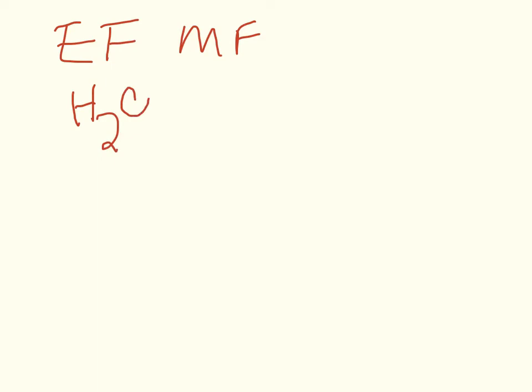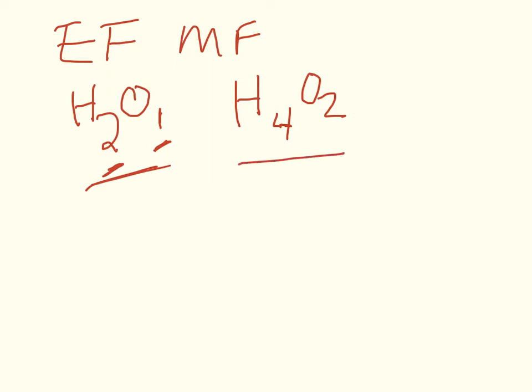Now we're going to talk about empirical formulas, which I call EFs, and molecular formulas. So if we were to have water, which is H2O, that is as simple as it can get, as reduced as possible, a 2 and a 1. Perhaps you could have a molecular formula, which is really quite strange. If you multiplied it by 2, you could have H4O2. So the molecular formula for water would be H4O2, which really doesn't make any sense.